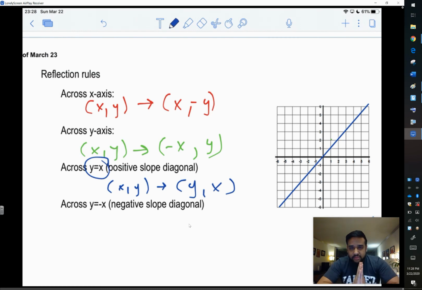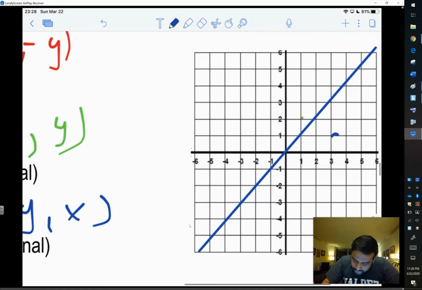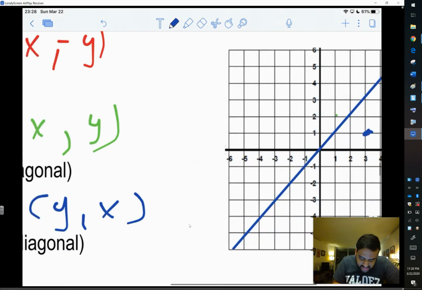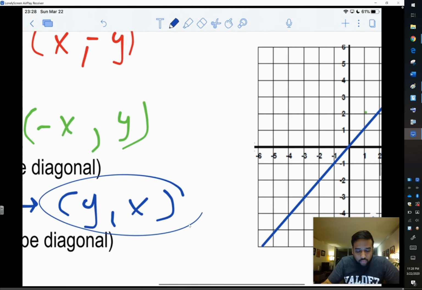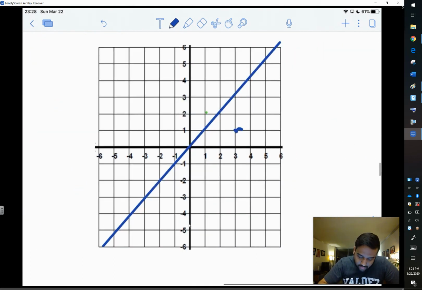For example, if you had the point, let's say 3, 1. 3, 1 is right here. According to this rule, this says swap those numbers. So not 3, 1, but rather 1, 3. So 1 comma 3. You'll notice I flipped directly across that diagonal line. So it works.